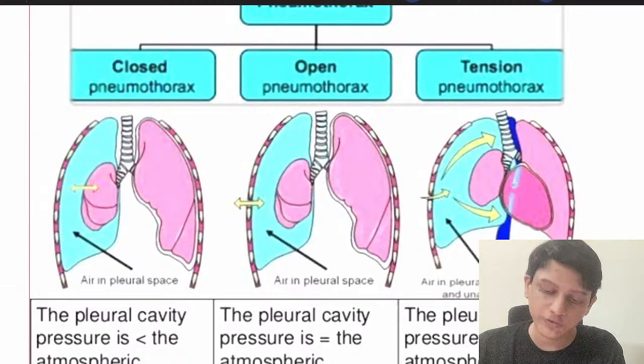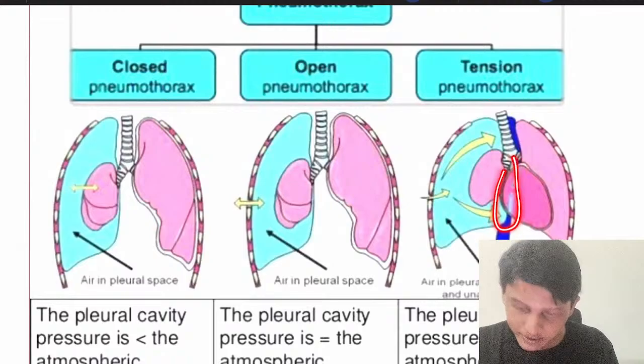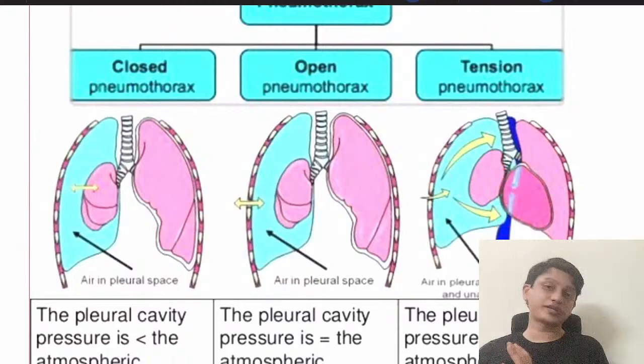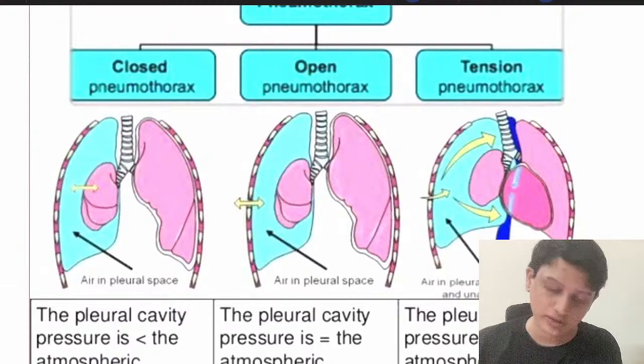See, the trachea, which should be in the midline, has been pushed to the other side. The heart, which should be there in the middle, has been pushed to the opposite side like that. Midline shift will be there in tension pneumothorax. Hope this image is clear.